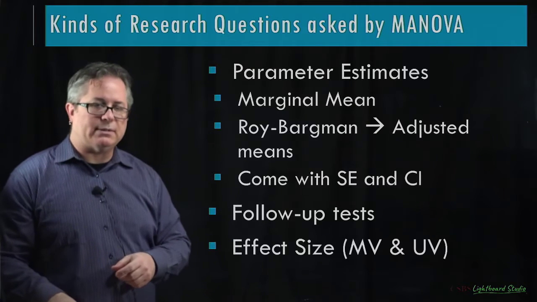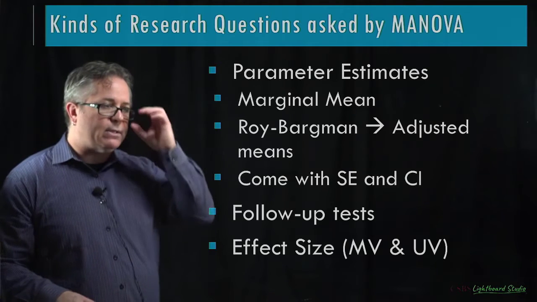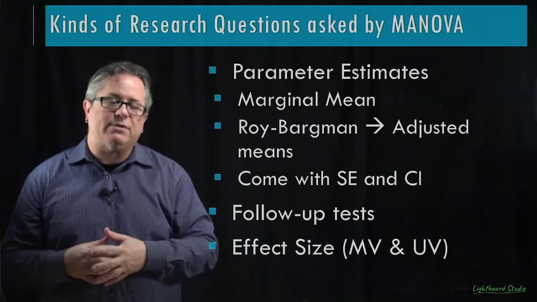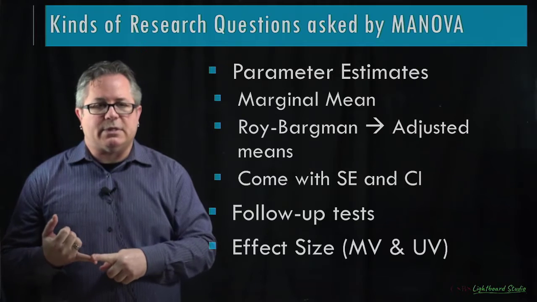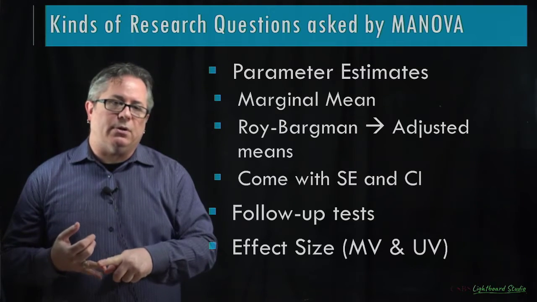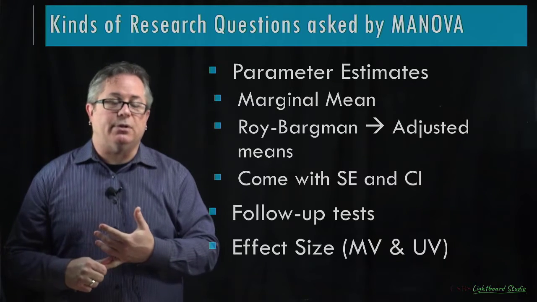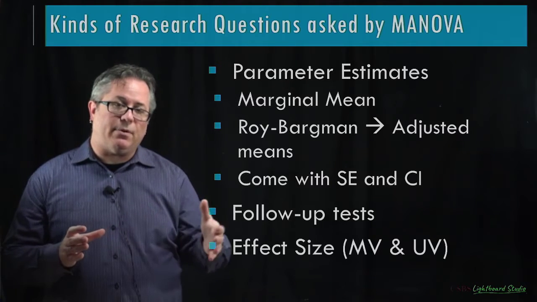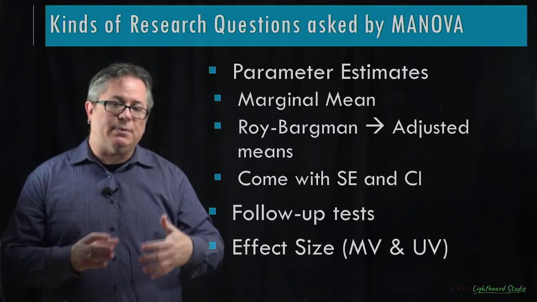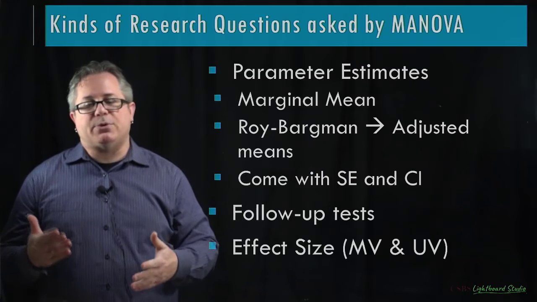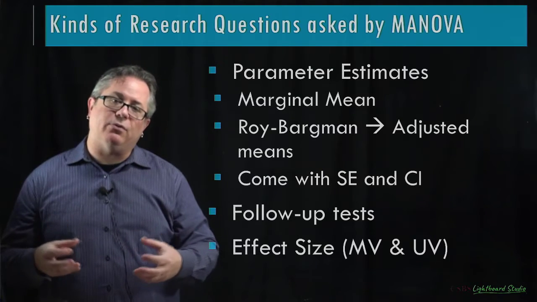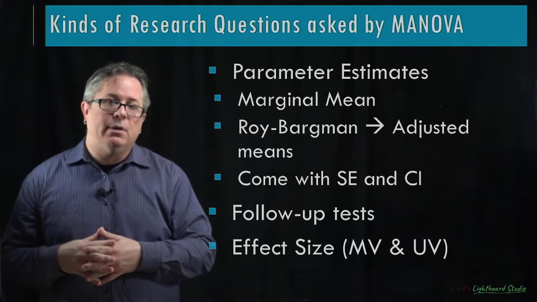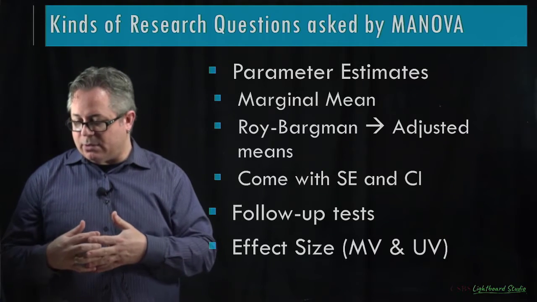Just like with ANOVA, you can also ask about the parameter estimates. How do I estimate population parameters based on the samples, the people that I've sampled? You're able to estimate things like marginal means. If you're using a Roy-Bargmann step-down procedure, you can report the adjusted means, because each subsequent step of a Roy-Bargmann becomes an ANCOVA, so each thing is being adjusted as you go forward. And each of these parameter estimates is going to come with standard errors and confidence intervals, so you can report those and get an idea of what the parameter estimates look like and how they might range in the population.